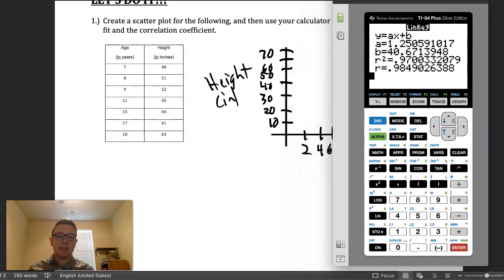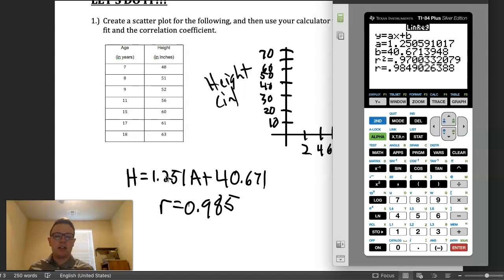So let's put down all of this information. Our line of best fit will be our height, which is h, will be equal to 1.251 times our age plus 40.671. Let's see if I can remember that. So when we're making our line of best fit, all we do is we say y, or whatever our variable is, is equal to a, which is 1.251, x, or a in this case, plus b.